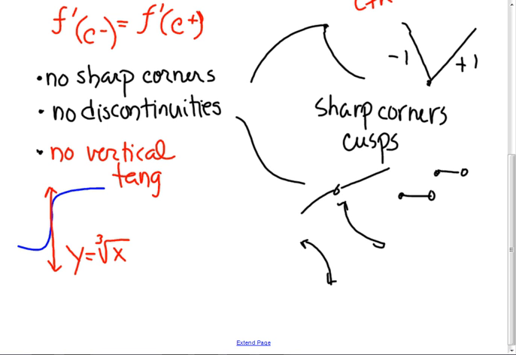Okay, so that's what you mean when you say a function's differentiable. You're not going to run into any of these things. The function's going to be smooth. You're not going to have any discontinuities. You're not going to have sharp corners. You're not going to have vertical tangents, even though that's smooth.